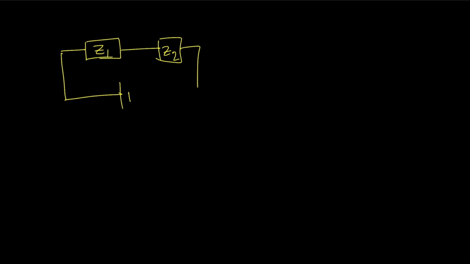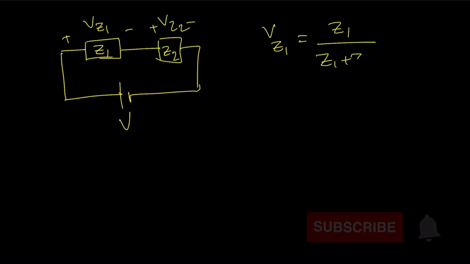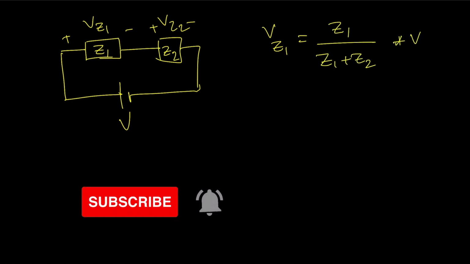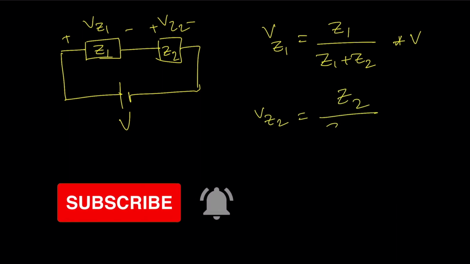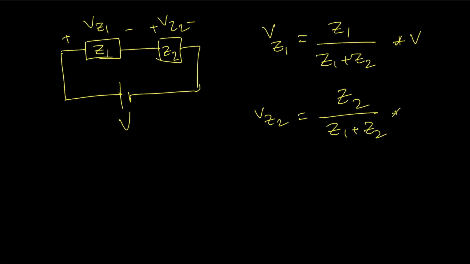Okay, this is V, right? Here VZ1, here VZ2, right? Then the formula will be the same. VZ1 will be Z1 impedance divided by total impedance Z1 plus Z2 multiplied by V, and VZ2 will be Z2 by Z1 plus Z2 multiplied by V.